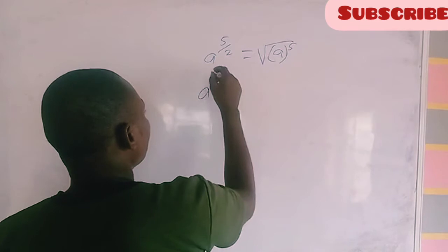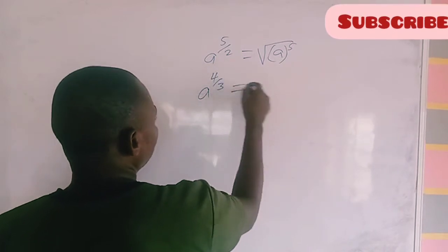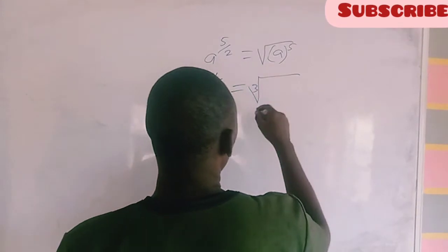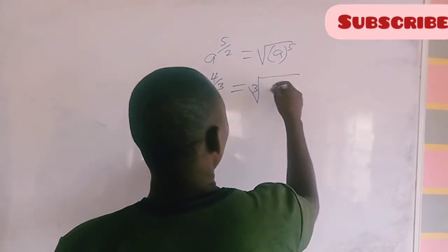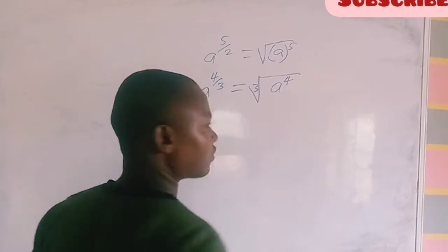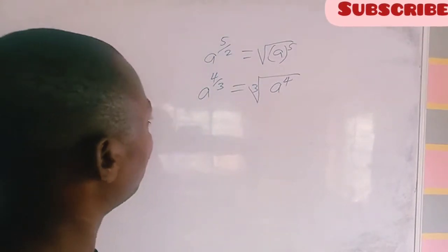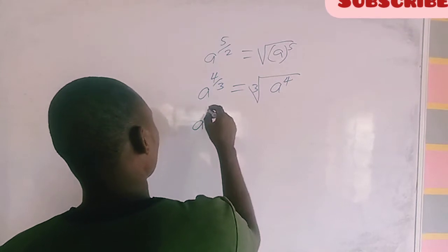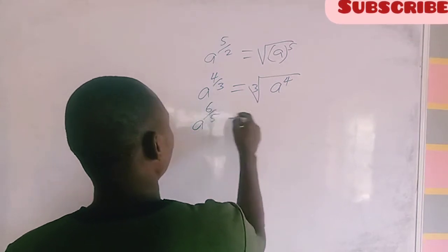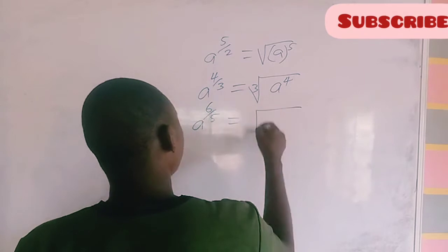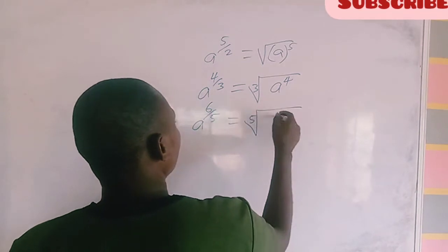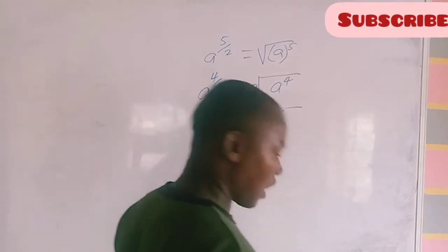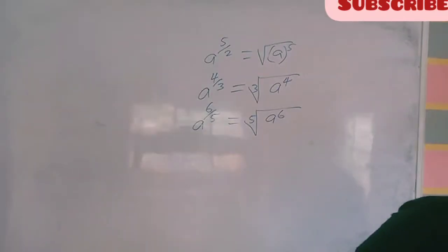A raised to power 4 over 3 is going to give us cubic root of a raised to power 4. And then we have a raised to power 6 over 5. It's going to give us 5th root of a raised to power 6. So that is how to handle that.